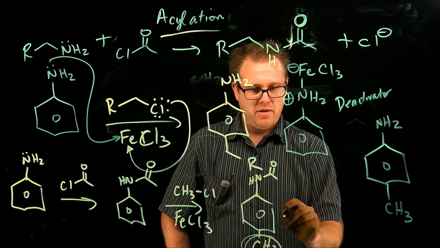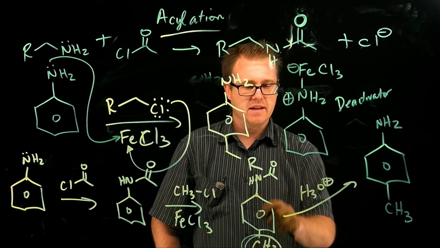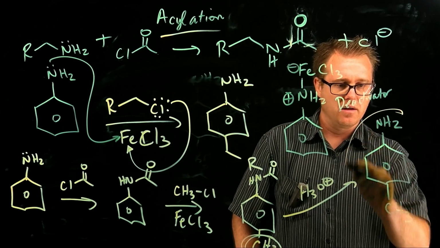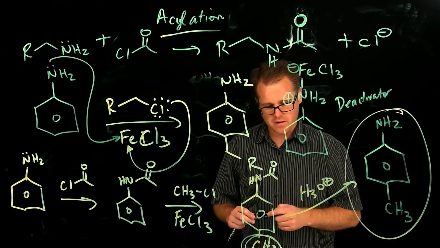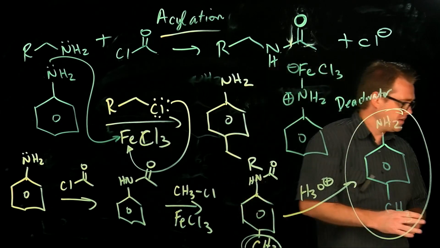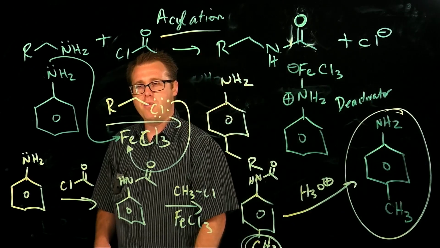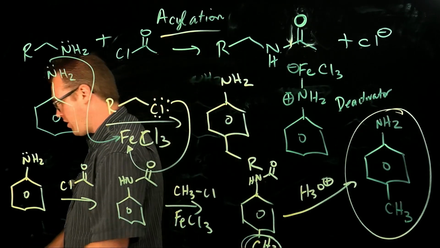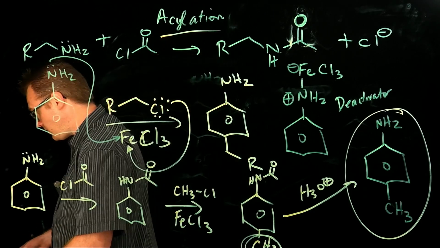And then what would we do? We then would treat it with some acid or base to hydrolyze the amide to get us back to our target compound right there. So acylations help us circumvent problems. And I just showed you two problems that we can encounter.